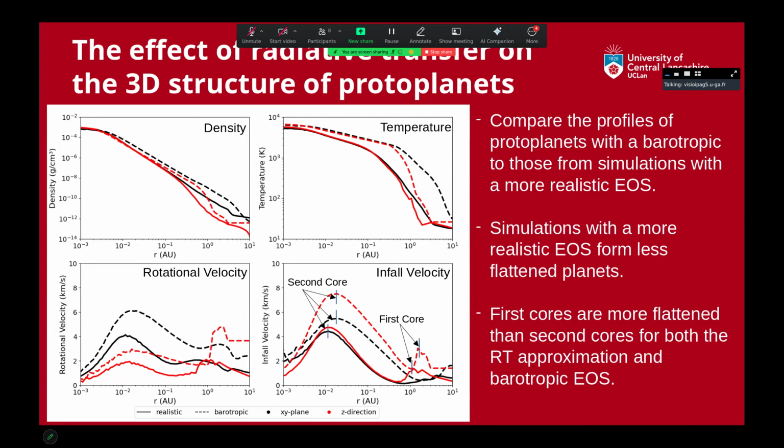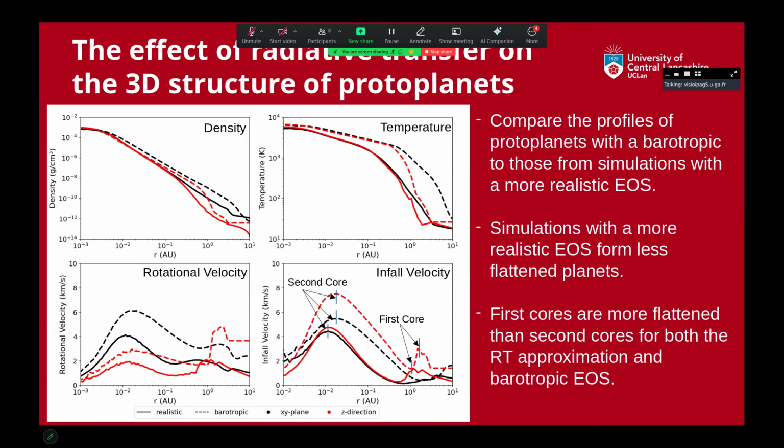And again, we see the overestimation of the temperature, rotational, and inflow velocities. We also see the simulations with the barotropic equation of state tend to over-exaggerate how flat the protoplanet is. We can see this by the sharper drop-off between the red line and the black line here, in the Z direction through the midpoint, which we also see in the rotational velocities and the inflow velocities. And we also see very enhanced infall in the Z direction onto both the second core and first core, which you can see in the peaks of the inflow velocity here.